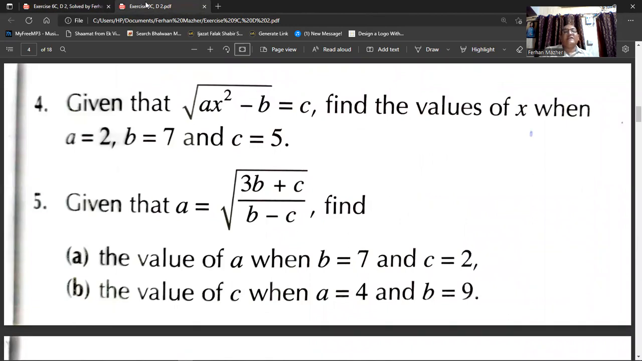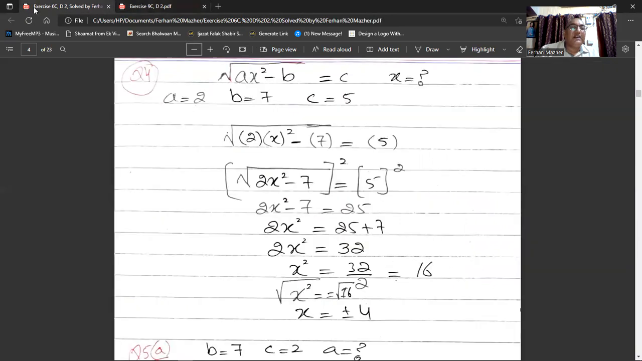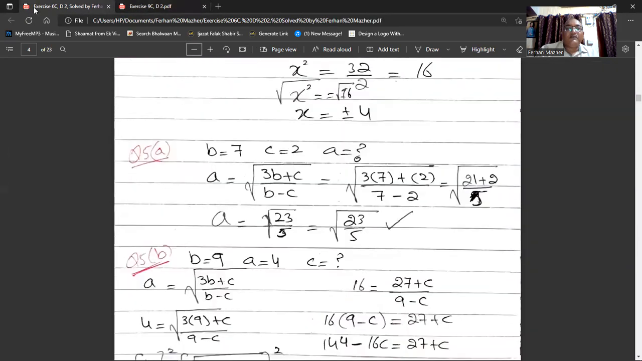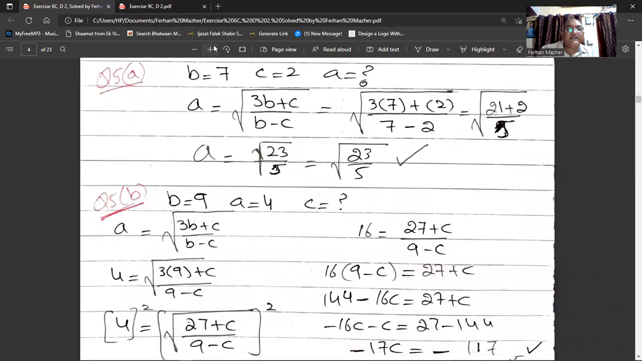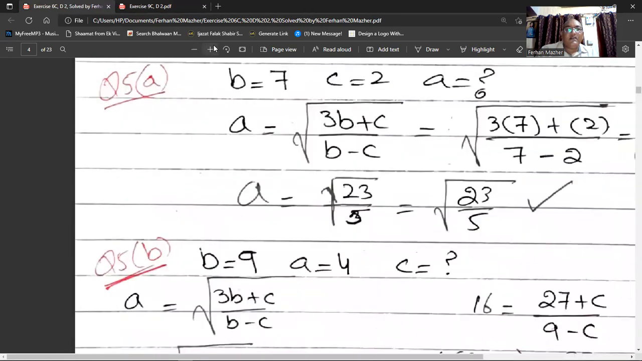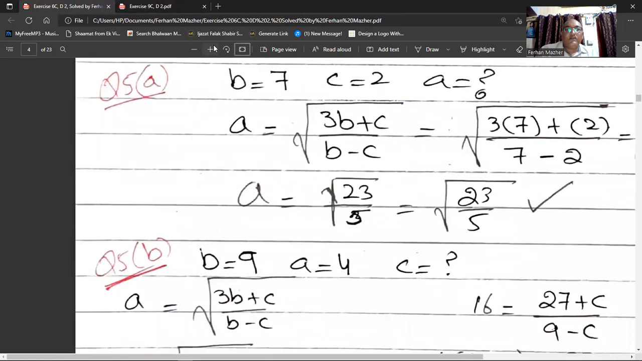It says, given that a equals the square root of a fraction, which has 3b plus c in the numerator and b minus c in the denominator, find the value of a when b is 7 and c is 2. That's the a part. So let's do first of all the a part. So here we go. Let's increase the size.